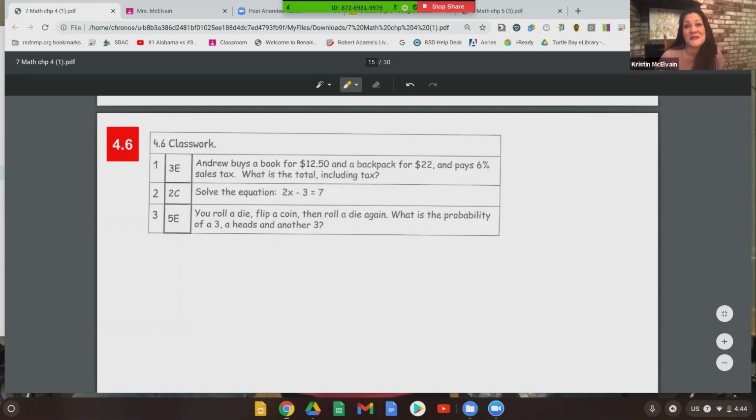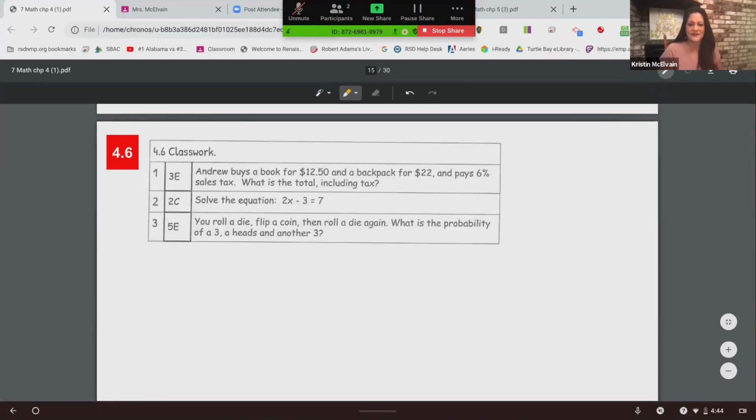So let's get into 4.6, okay? All right, so here, this is our classwork, 4.6. It says that Andrew buys a book for $12.50 and a backpack for $22. He pays 6% sales tax. He is not in California. Ours is like 7.5 now. I don't even know what it is. So it says, what is the total including tax?